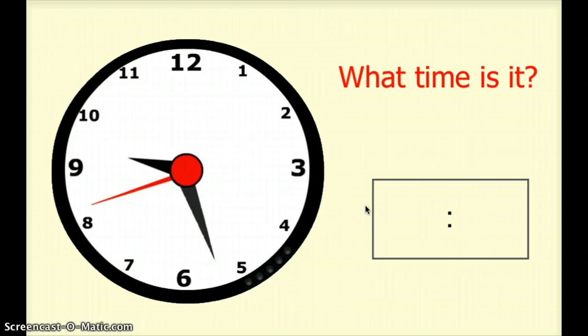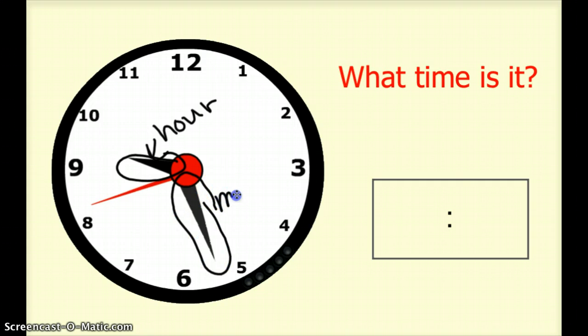Alright, so before we get started, let's just look at a clock. We have a couple of different things on a clock. We have our numbers, and then we have our hands. The little hand right here, this is our hour hand. It's the little one. The long hand, this is our minute hand. The little red one, that's your seconds. Okay, this clock looks very similar to the one that we see on our board.